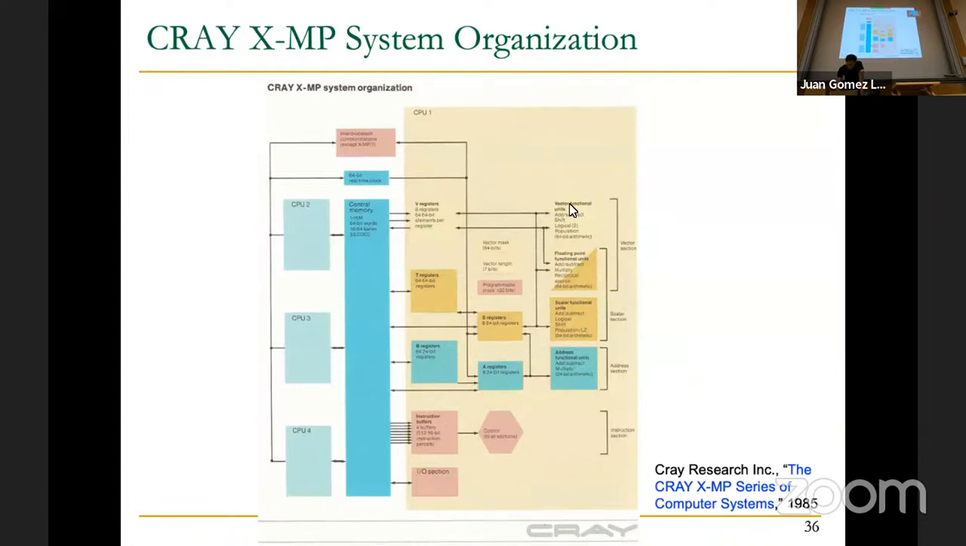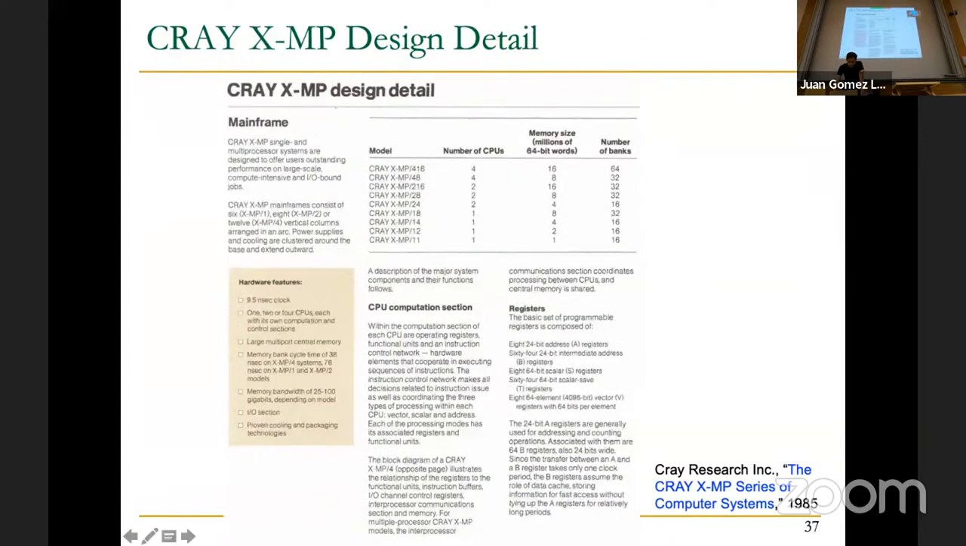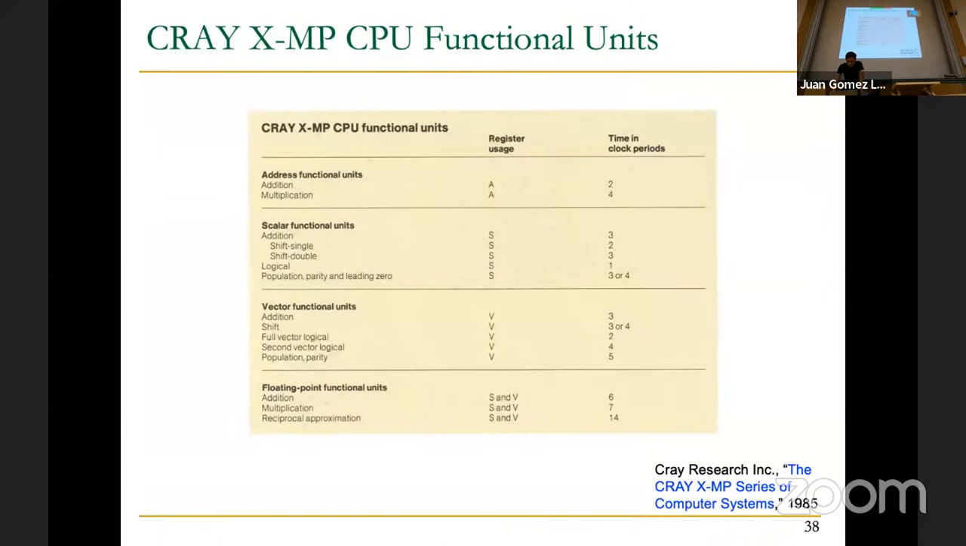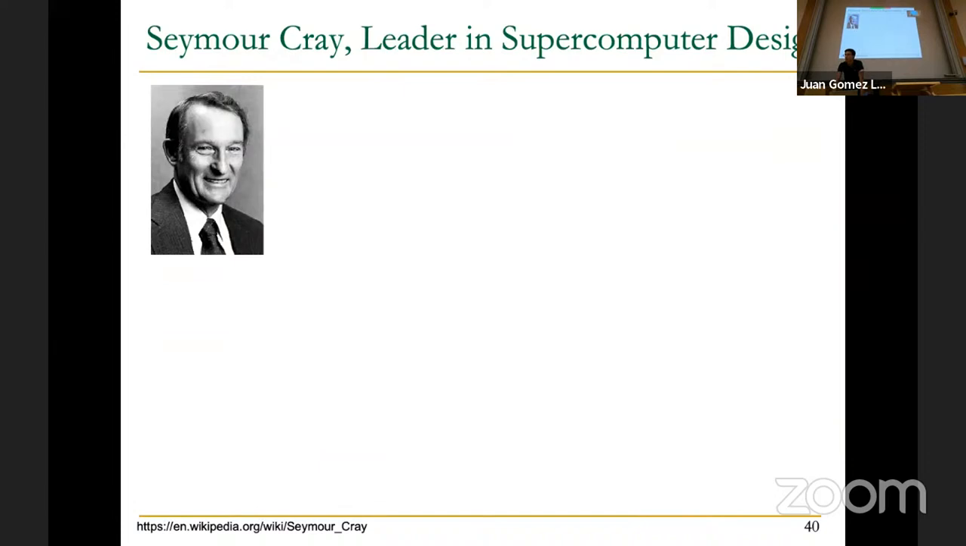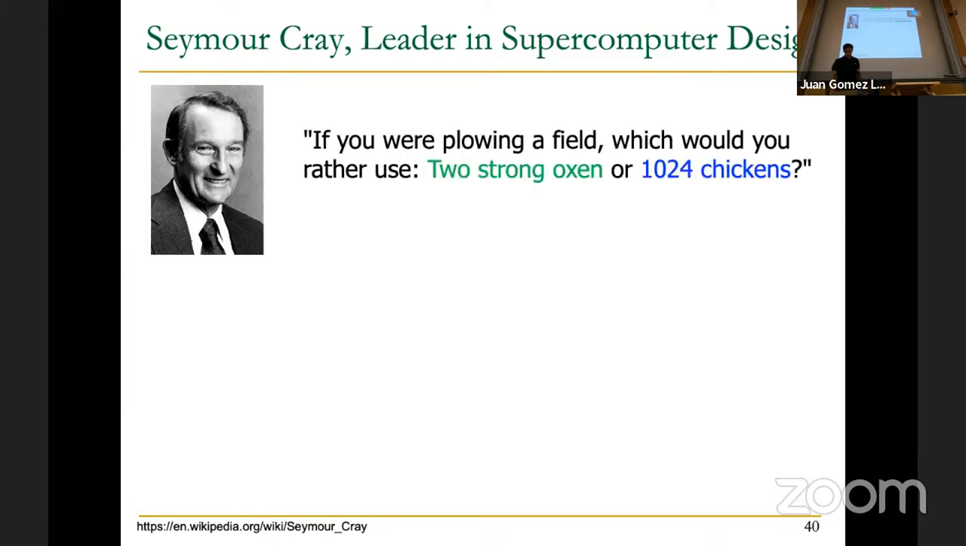Even though this one is a little bit older, you have here vector functional units, vector registers, as you can see, and the many different components. And here you have a little bit more information about the functional units and memory configuration and so on. So these Cray systems were designed and built by the company led by Seymour Cray. He's a pioneer in high performance computing and supercomputers. And this is an interesting and nice quote from him.